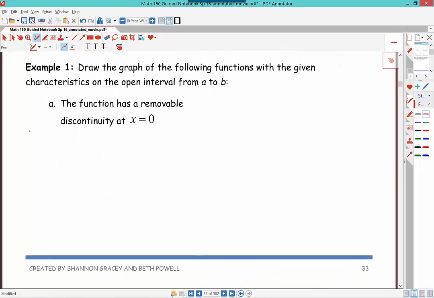Let's look at our first example. We want to draw the graph of the following functions with the given characteristics on the open interval from A to B. So part A asks us to draw something where the function has a removable discontinuity when x is 0. Why don't you give that a try and see how you do?